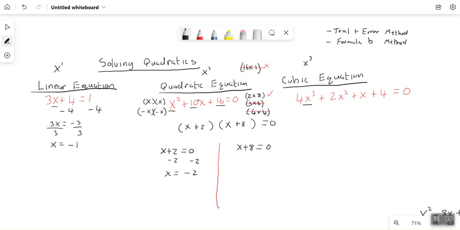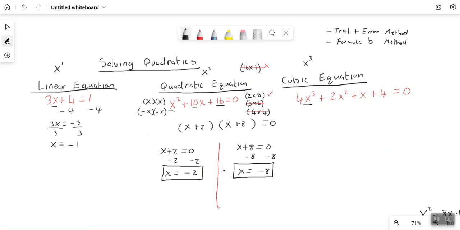And generally with quadratics, you'll have two values for x. So for this one here, I have the minus 8 from here, minus 8 from here, and then x is going to be equal to minus 8. So there are two answers. So x is equal to minus 2, and x is equal to minus 8.